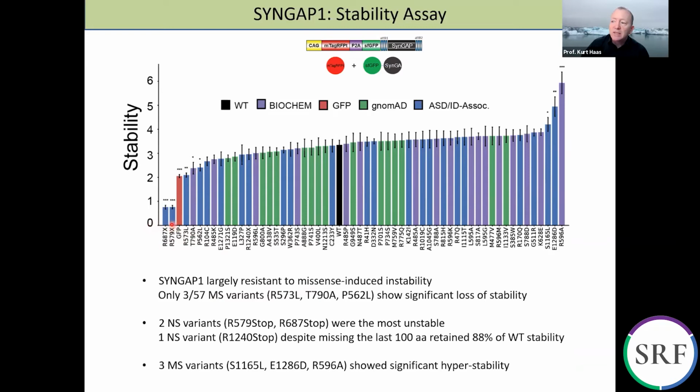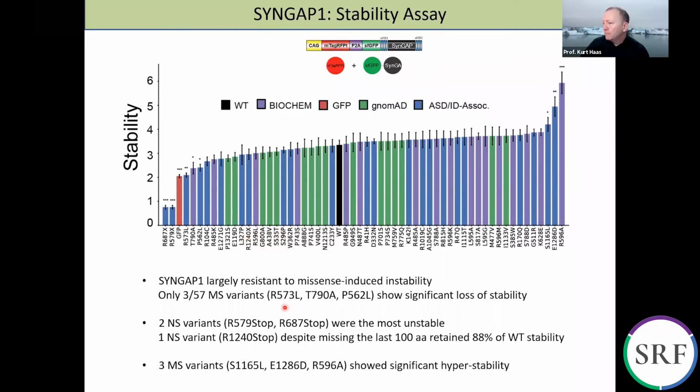These two are nonsense early stops at 687, 579. They show strong instability, but not all nonsense mutations should be considered destabilized. There's another one right here that is indistinguishable, not significantly different from wild type. It actually shows about 88% of wild type stability, so this is likely present. So I wouldn't say that nonsense mutations have to fall into this haploinsufficient category. They're still present and they might still have partial function.